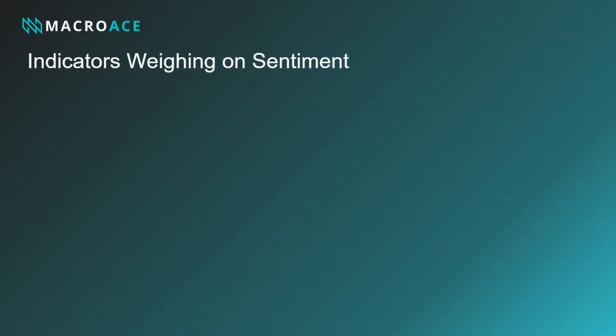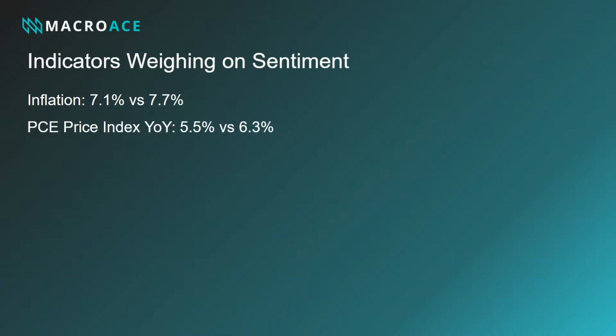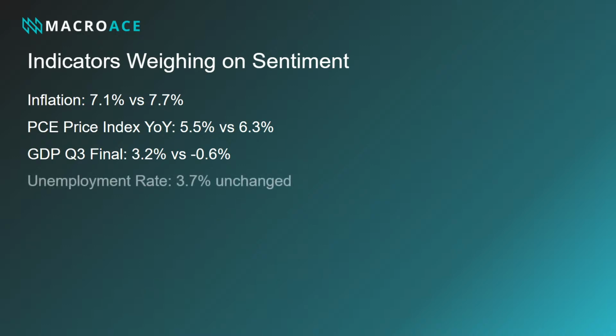Now, what are the indicators weighing on sentiment at the moment? You have inflation at 7.1% compared to the prior 7.7%. PCE price index at 5.5% year on year versus 6.3%. GDP third quarter final data was at 3.2% versus minus 0.6% for the second quarter data final. The unemployment rate unchanged at 3.7%.